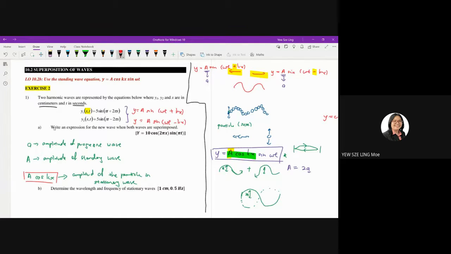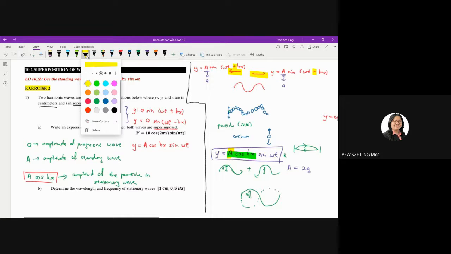Now the question wants you to write an expression for the new wave when these two progressive waves superimpose with each other. When they superimpose, they will give you a stationary wave. So what you need to know is the general equation for a stationary wave. Because we now have two different types of wave in the same question, I'm going to use small letter a for the amplitude of the progressive wave. Now let me write down the equation for the stationary wave first: y equals A cos kx sine omega t.